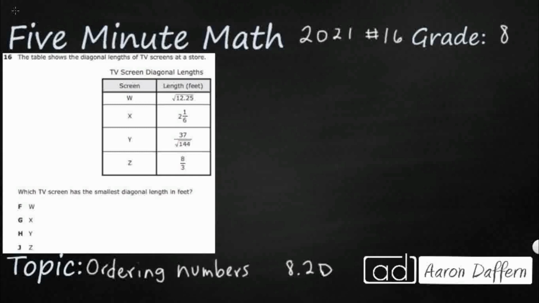Today we are looking at the 8th grade concept of ordering numbers. This is standard 8.2D in the great state of Texas, and we are using item number 16 off the 2021 released STAAR test. If you have not done so already, please go ahead and take a moment to pause the video, work this problem out on your own, unpause it, and we will look at our answers together.